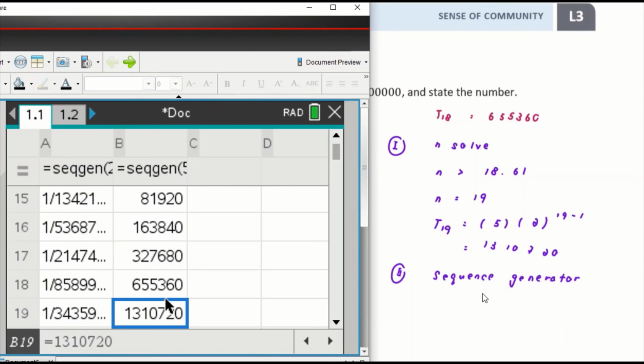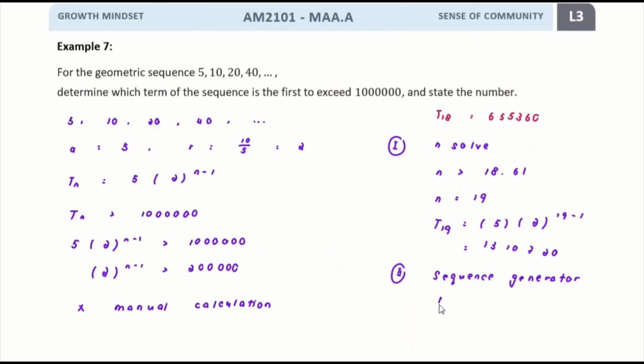Normally, we will try to write down two terms as well. Because like what I say, how do I know that this is the first term, that the previous term hasn't exceeded yet? So that's why when you try to write down, you need to write 2. So from the calculator, we can get T18 is actually equal to 655360. Then after that, T19 is already 1310720. So that's why T19 is the first one to exceed your million.